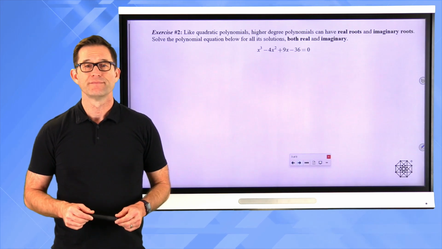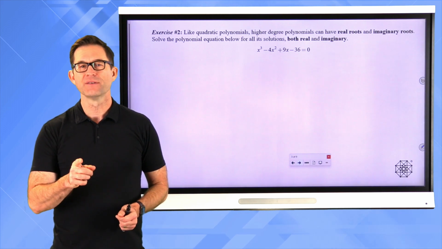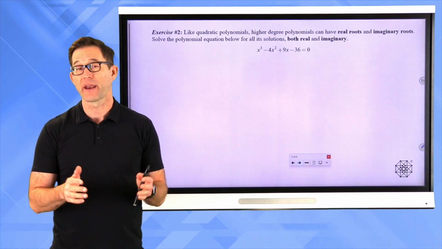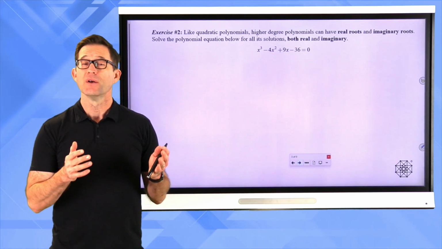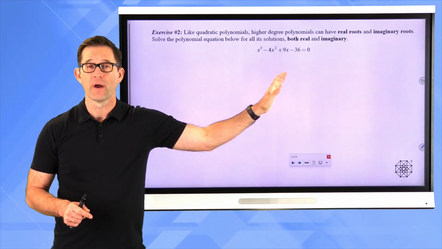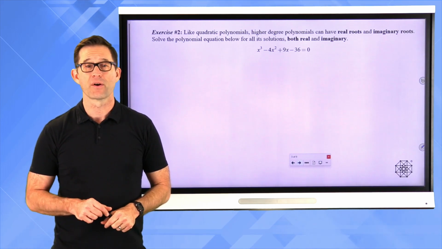Exercise number 2. Like quadratic polynomials, higher degree polynomials can have real roots and imaginary roots. Solve the polynomial equation below for all its solutions, both real and imaginary. All right, well, I'd like you to take a shot at this yourself. We just got done with our unit that covered imaginary numbers and quadratics that had imaginary solutions. So see what you can do, factor this completely as much as you can, right? And then see if you can find the zeros, and there will be some of them that are imaginary.